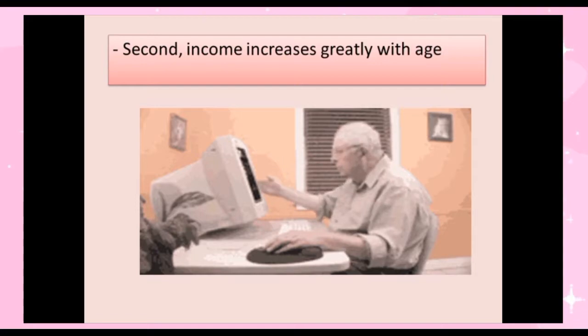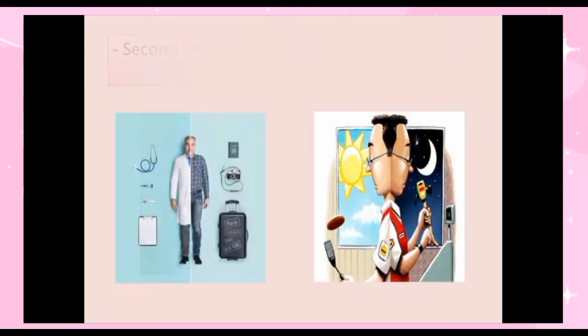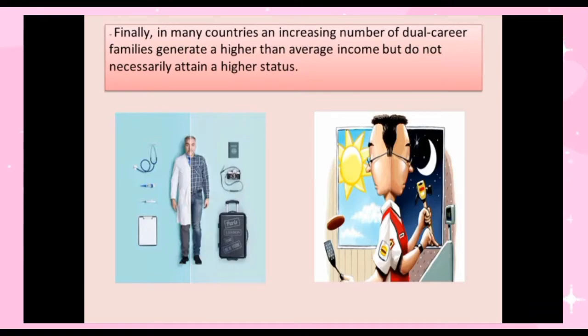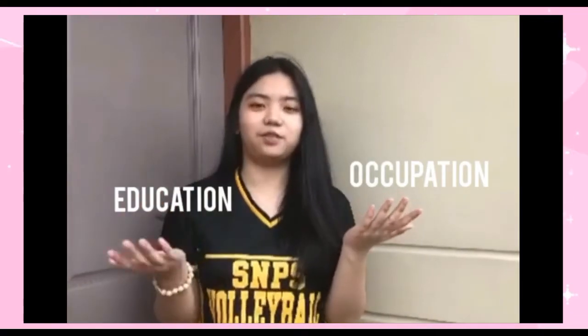Second, income increases greatly with age, but older workers do not automatically achieve higher social status. Finally, in many countries, an increasing number of dual-career families generate a higher than average income but do not necessarily attain a higher status. Although income is a factor related to social class, other factors play key roles as well. One of these is occupation and education.